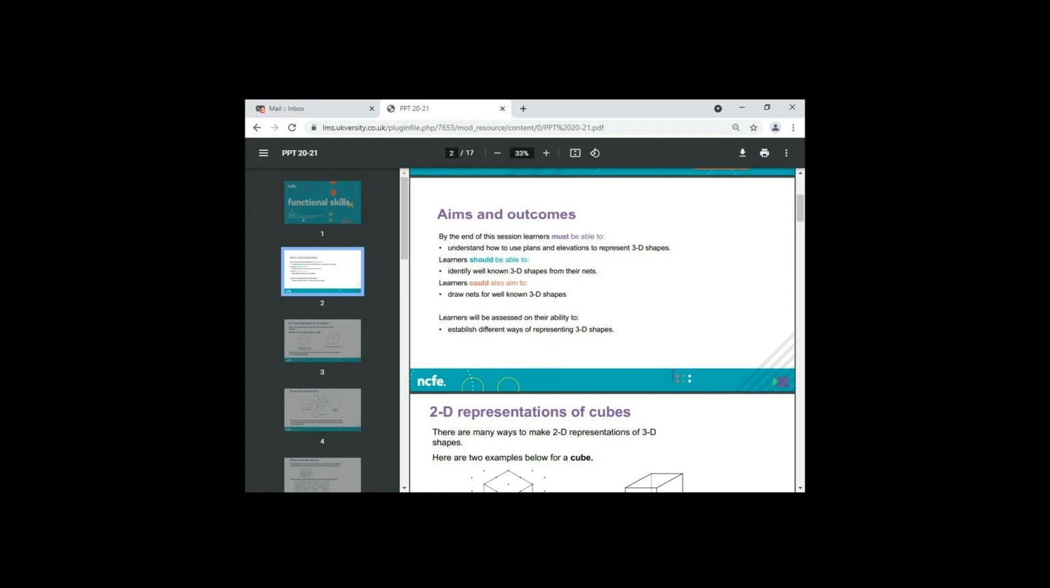Another aim is that learners could also draw the nets for well-known 3D shapes. You should also be able to draw the nets, and also learners must be able to establish different ways of representing 3D shapes. So you must be able to establish different ways that you can represent 2D shapes and 3D shapes.